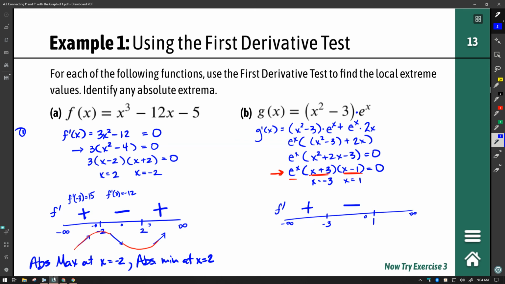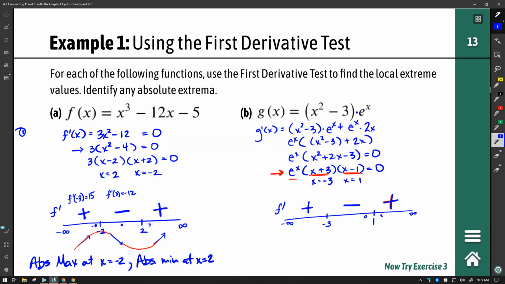Then from 1 to infinity, I'm going to choose a test value of 2. We plug that into the same line. We get e squared is positive. 2 plus 3 is positive. 2 minus 1 is positive. Positive times positive times positive is a positive number. So there we have it.